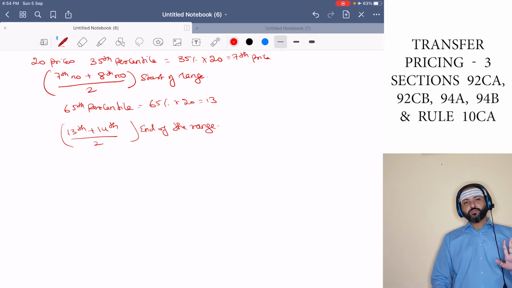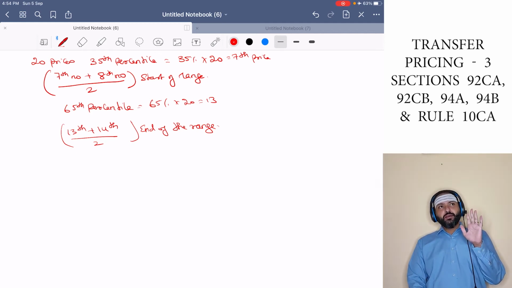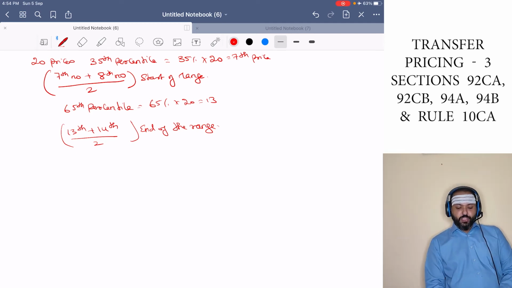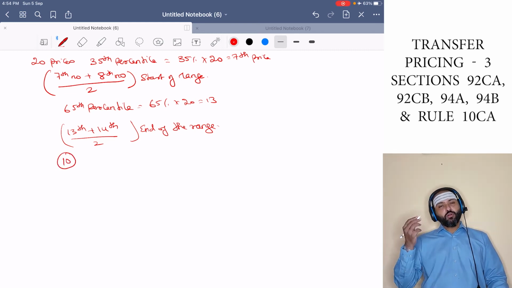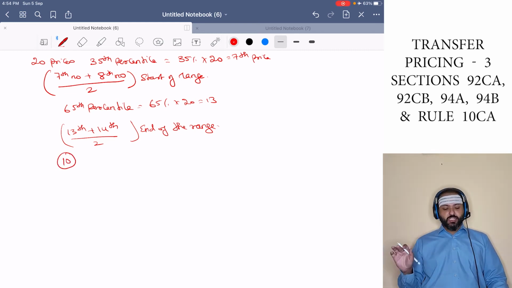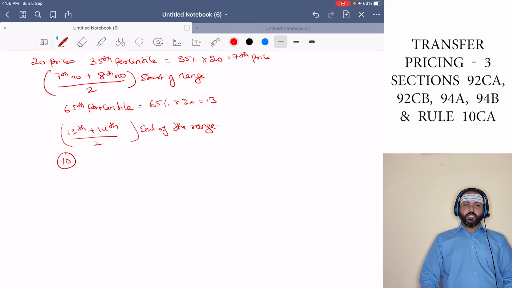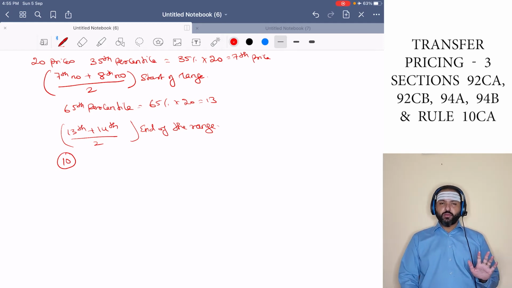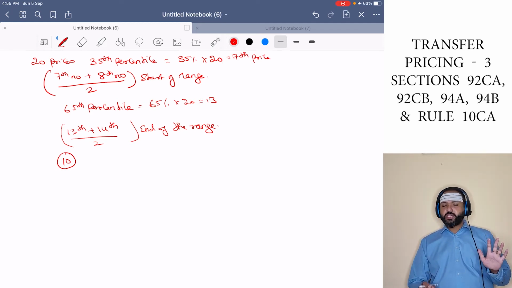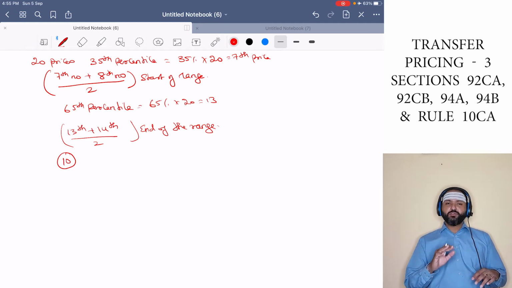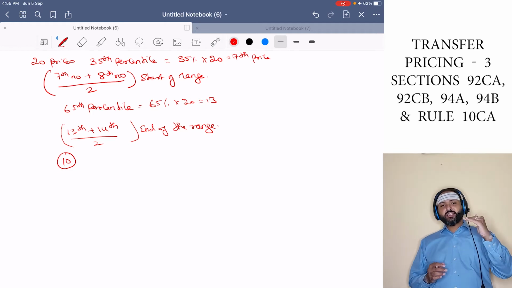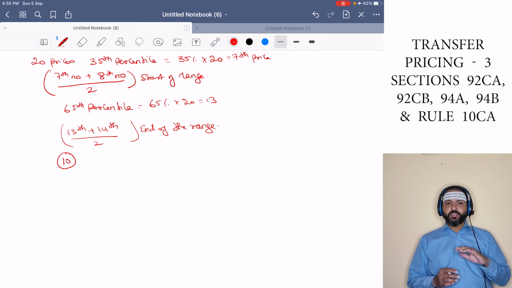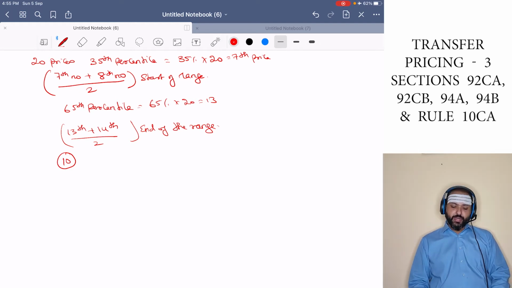Now, suppose I have 10 prices. I have found out the 35th percentile and the 65th percentile, and there is nothing that I can do with respect to the percentile computation, because the 35th percentile will be in decimal, so I will take the next number. The 65th percentile will be in decimal, so I will take the next number. Now, my transaction price is beyond the range. So what will I do?